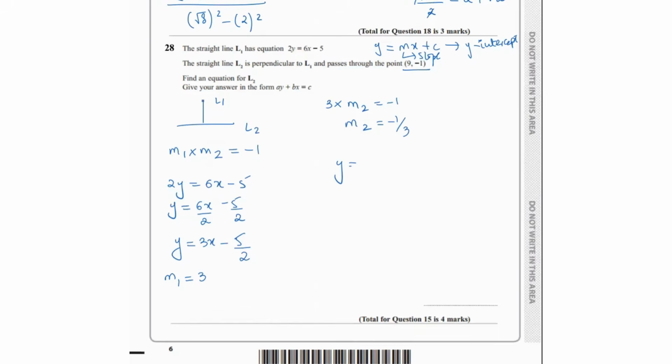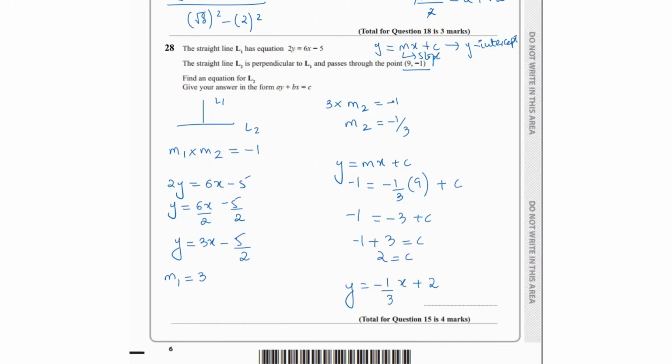If I use slope-intercept form, y is -1, m is -1/3, x is 9, and c is what we need to find. So -1 equals -3 plus c. -1 plus 3 is c, and that is 2. So the equation is y equals -1/3 x plus 2.